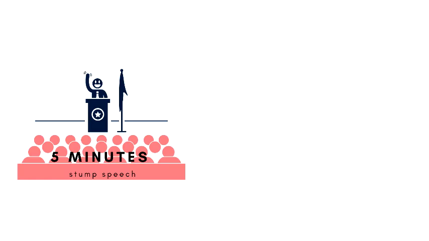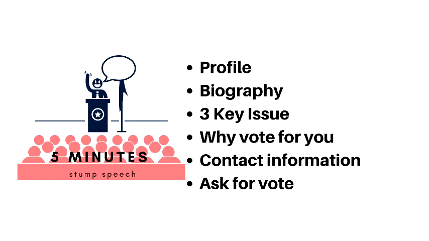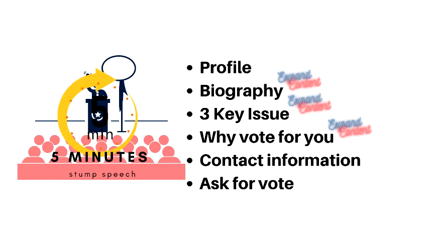Now the 5-minute stump speech, once again, follows the same exact format, except that for each one of the issues that you are running on, you're giving full sentences. You're also going to expand on why you're running, and you're going to expand on the bio. Add an extra sentence for each one of those so that you can get 5 minutes out of it. So you're getting full sentences on your bio, your background. You're getting a full 3 sentences on issues, and then you're getting a full 2 sentences on why you're running.